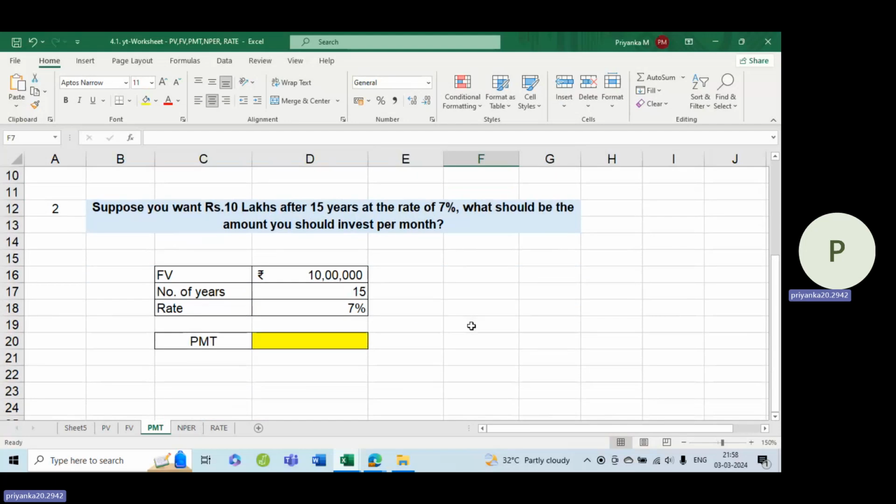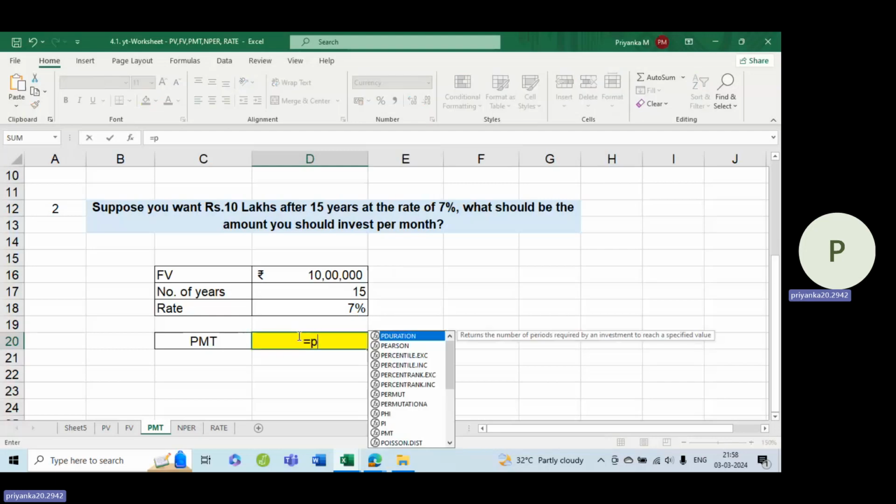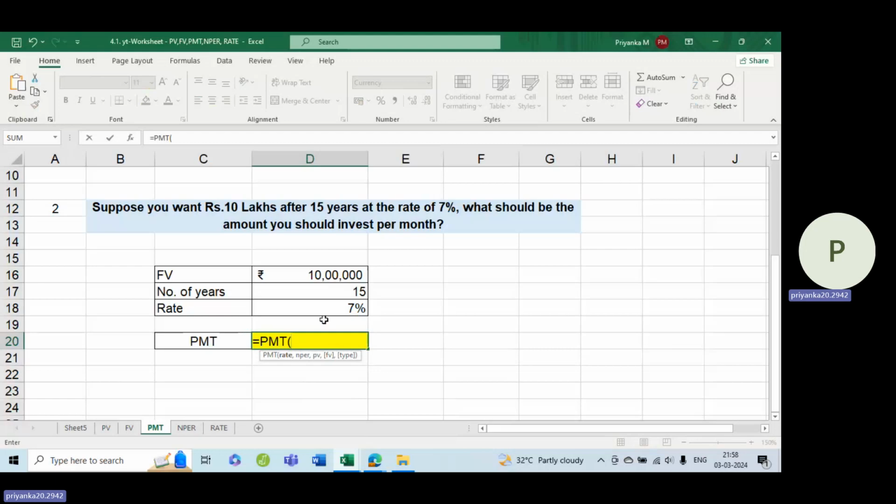The question is, suppose you wanted rupees 10 lakhs after 15 years, at the rate of 7%. What would be the amount you should invest per month? To get 10 lakhs after 15 years, what should be the amount you invest every month? So we are going to use the same payment function, which is PMT, and the rate is going to be 7%.